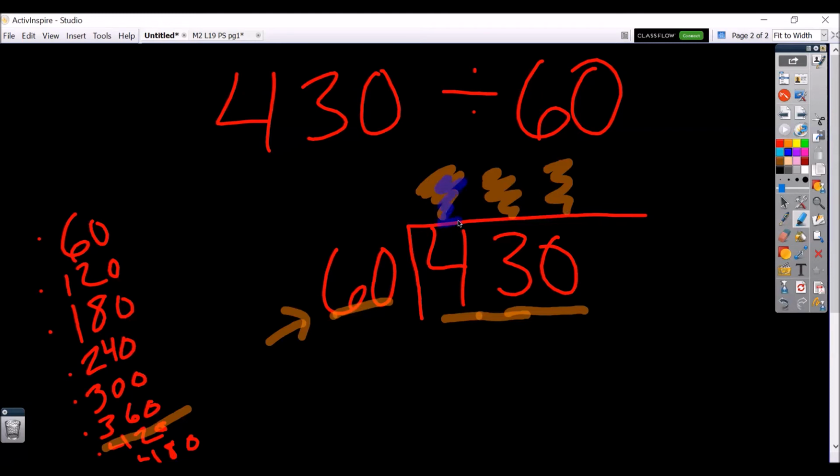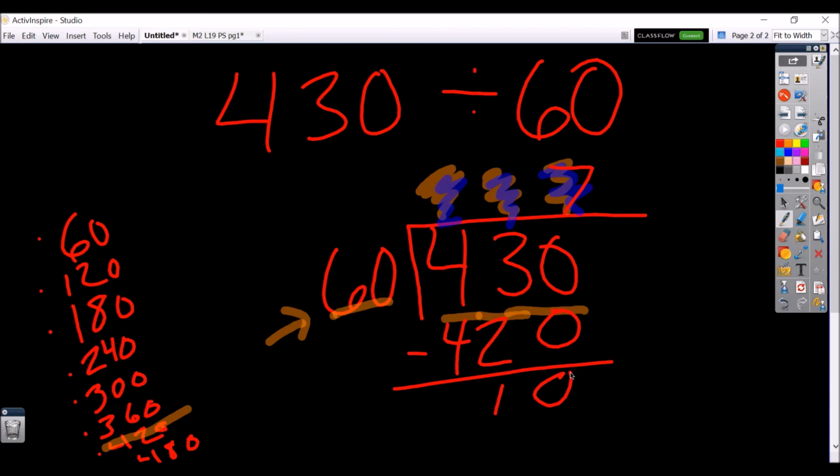If you put it over the 4, you're saying you're dividing the 4. Put it over the 3, you're saying you're dividing 43. If you put it over the 0, you're saying it's 430. So we're going to go ahead and place our 7 there. And go ahead and subtract 420 from that. We're also left with a remainder of 10. And remember, if our remainder is smaller than our divisor, that means we can't divide anymore unless we have more digits to bring down. So we're just going to say 7 with a remainder of 10.